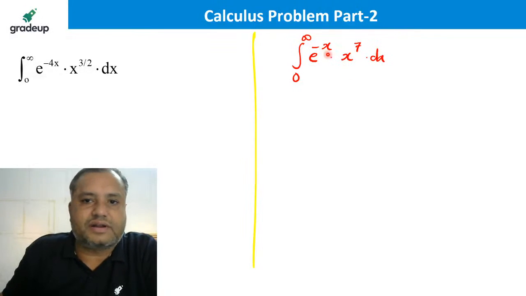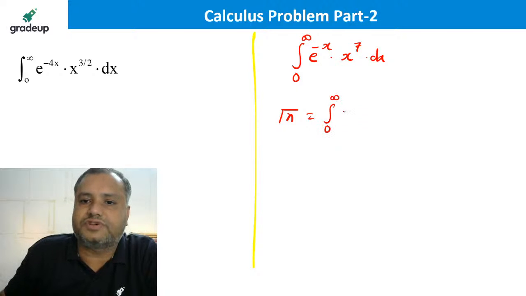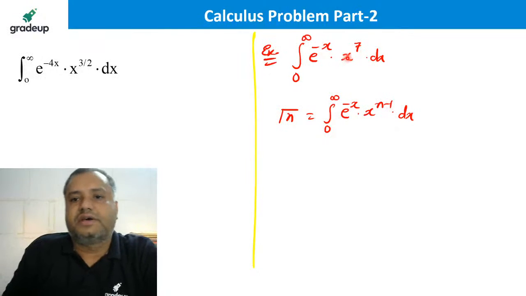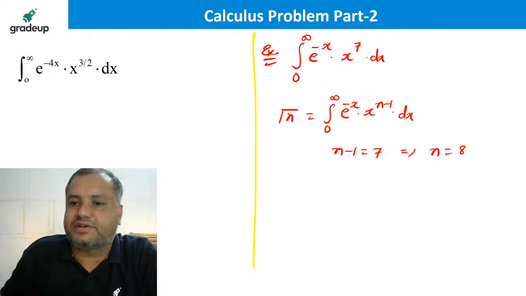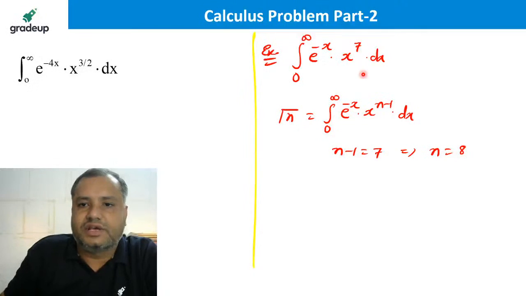So this is nothing but the gamma function. What is gamma function? Gamma n is defined as integration from 0 to infinity, e raised to minus x, x raised to n minus 1 dx. Okay, so if this is your example, see this example. In this question, you can see that the power of x is 7. So we can say that n minus 1 is 7, so n will be 8. So the answer for this integration should be gamma 8.